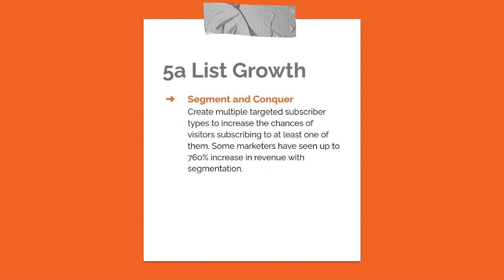You can segment and conquer. This is one of my favorite ways of growing an email list, but few people place effort in doing it well. You can create multiple targeted subscriber types to increase the chances of visitors subscribing to at least one of them. Some marketers have seen up to a 760% increase in revenue with segmentation, and this works incredibly well for many publications I know of.